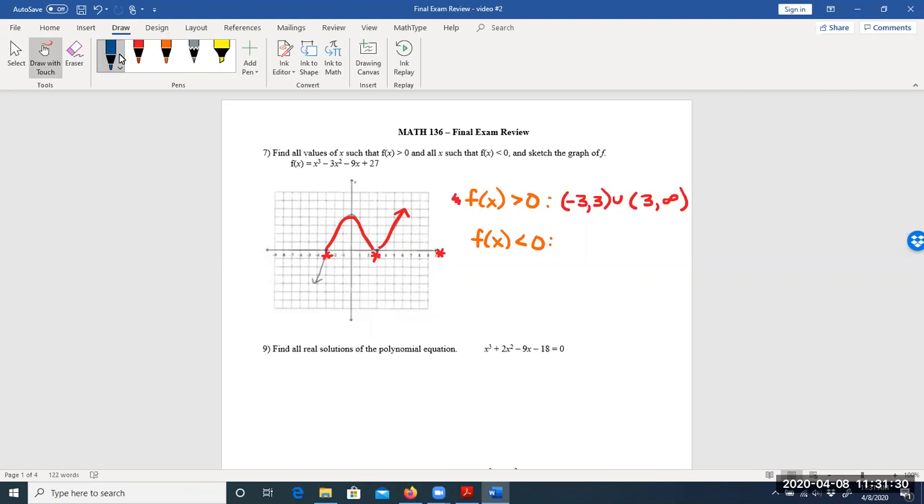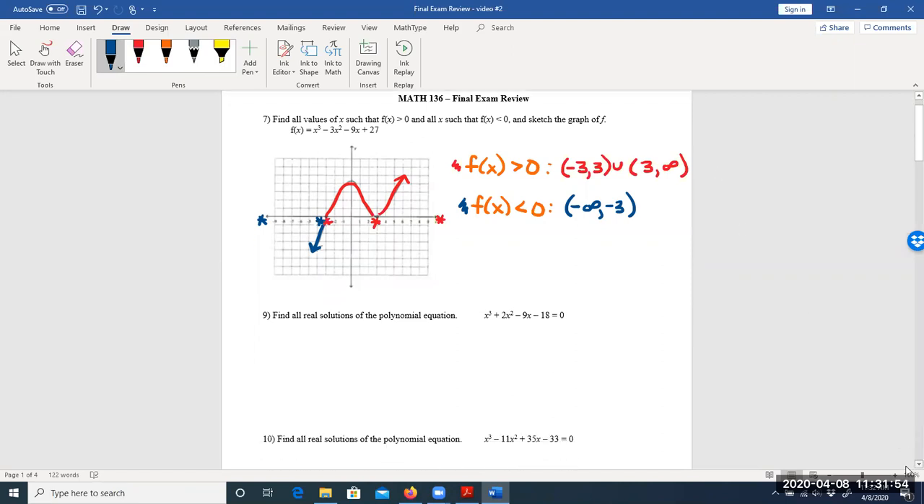And then over here is when f of x is less than 0. So that's from -infinity until -3. So -infinity to -3. Sorry, I forgot that in my previous video.